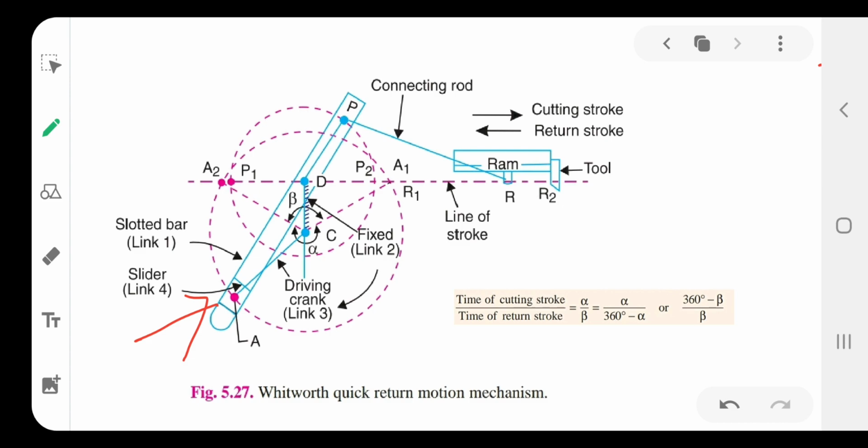In this particular mechanism, the cutting stroke is in the forward direction, and the return stroke is in the backward direction. And for this, time of cutting stroke upon time of return stroke equals alpha upon beta, equal to alpha upon 360 minus alpha, or 360 degree minus beta upon beta. Okay, this is the Whitworth quick return mechanism, which is also used in the shaper machine.